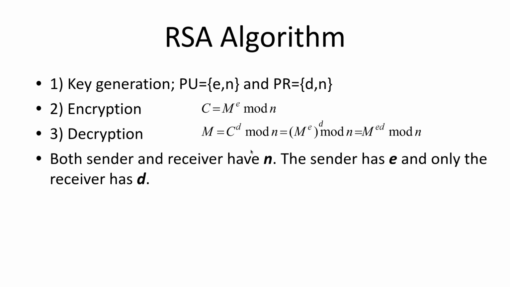Okay, so these two are very simple. The encryption formula and the decryption formula are very simple. The only thing required is that, because E and D will be large numbers, exponentiation should be fast, which we are going to look at, how it is done. Both the sender and the receiver will have N, and the sender will have the public encryption key, and only the receiver will have D.